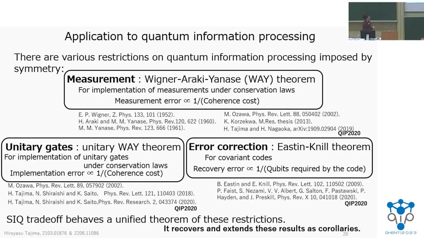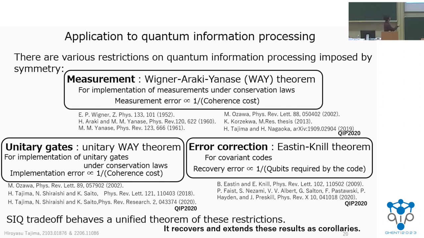And for unitary gates, a similar theorem also holds, the unitary WAY theorem. The unitary WAY theorem says that for the implementation of unitary gates under conservation laws, implementation error is inversely proportional to the coherence cost. I mean, here coherence cost is the fluctuation of the conserved charge, so Fisher information. And for error correction, there is the Eastin-Knill theorem. For covariant codes, recovery error is inversely proportional to the number of qubits required by the code.